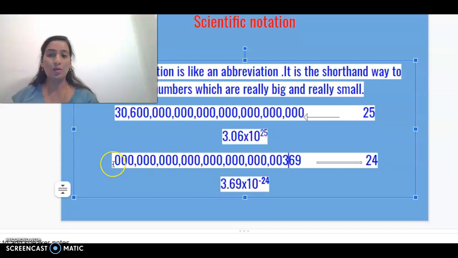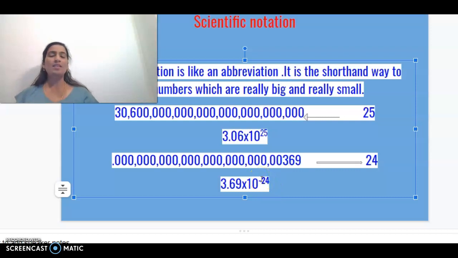What is the next step? We have to count how many places we have shifted the decimal. We have shifted the decimal 24 places: 6, 9, 12, 15, 18, 19, 20, 21, 22, 23, and 24. We have shifted the decimal from left hand side to right hand side for 24 places. And we have to rewrite it in the form of 10 to the power of 24. But you can see a minus 24 here.